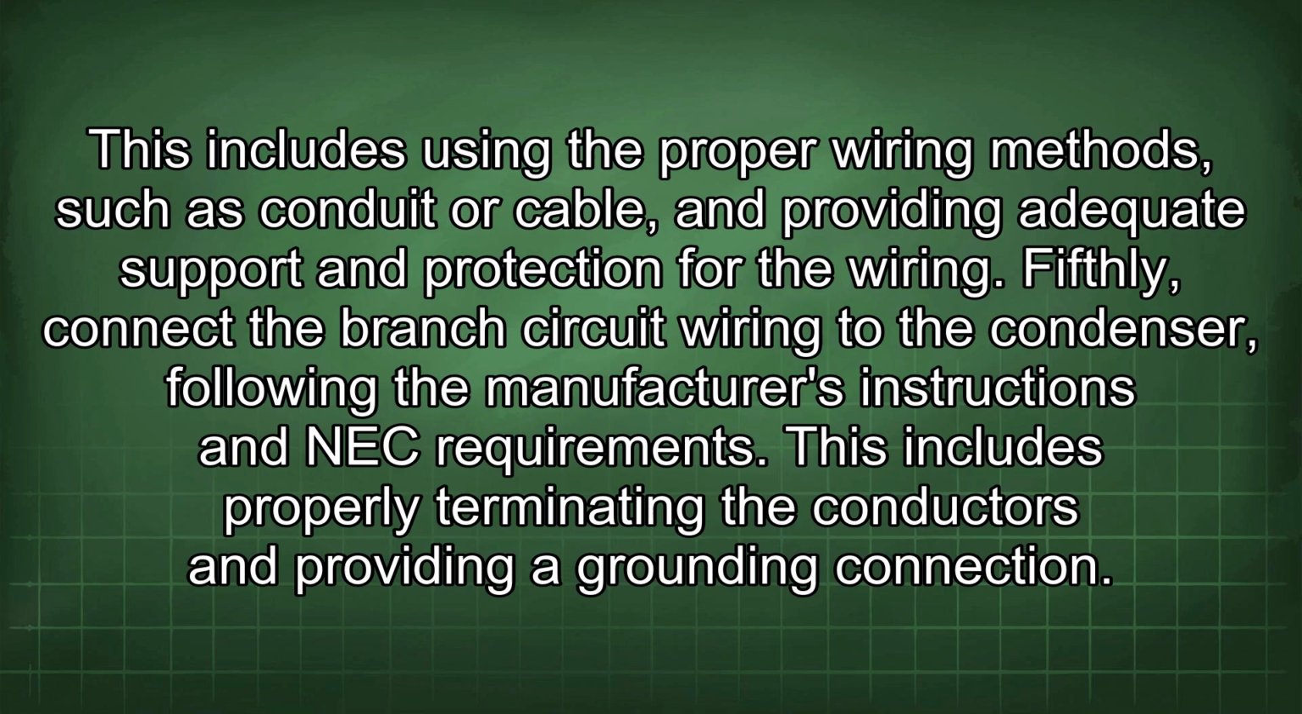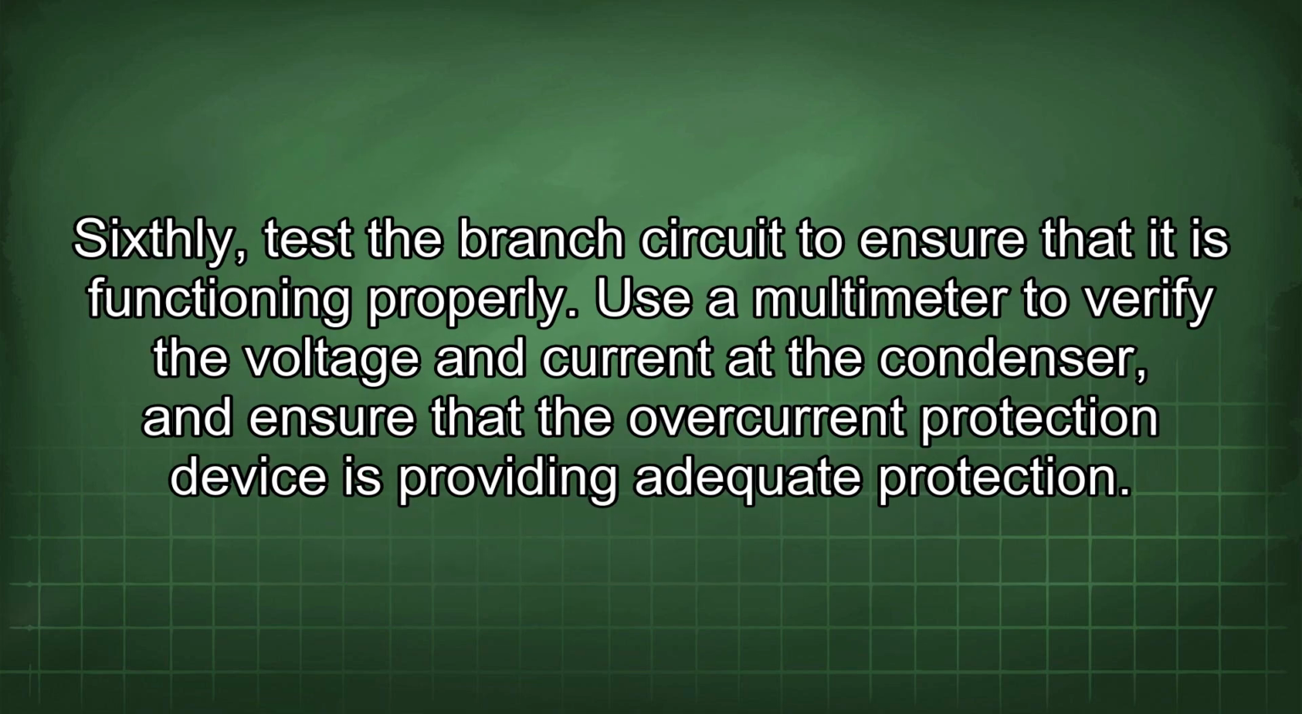This includes using the proper wiring methods such as conduit or cable, and providing adequate support and protection for the wiring. Fifthly, connect the branch circuit wiring to the condenser, following the manufacturer's instructions and NEC requirements. This includes properly terminating the conductors and providing a grounding connection. Sixthly, test the branch circuit to ensure that it is functioning properly.